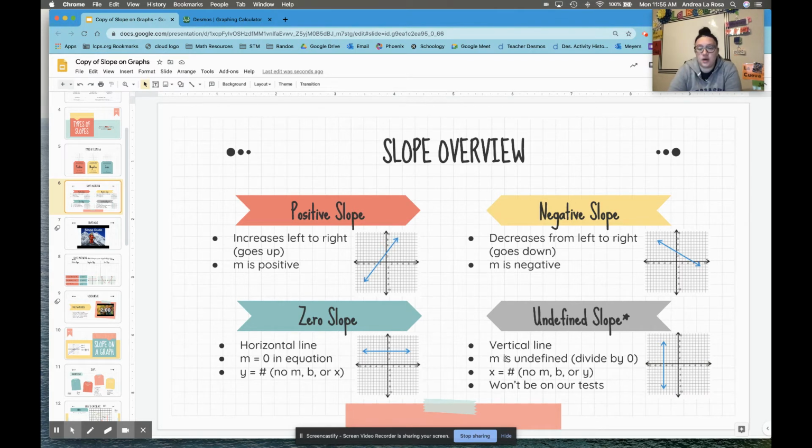We'll talk about what makes slope undefined a little bit here in our lesson, but again, it's not going to be on your test. You're not going to see anything with undefined slope, just positive slope where my graph goes up, negative slope where my graph goes down, and then a 0 slope where I have a horizontal line.